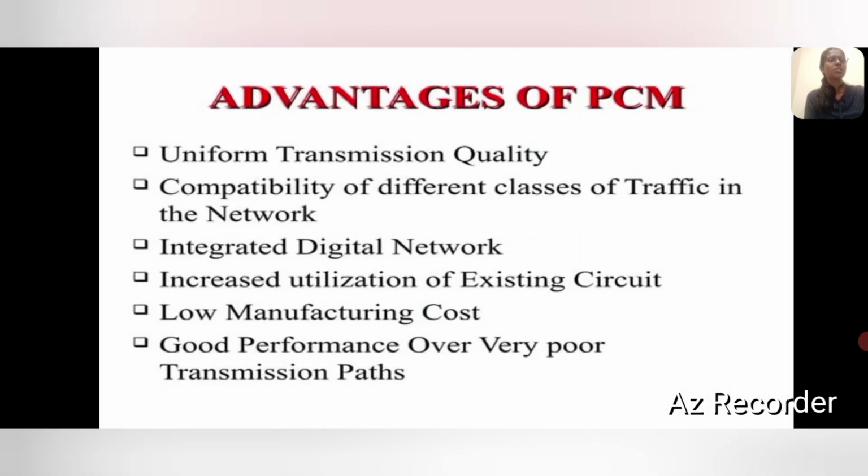Linear quantizing is where the quantizing intervals are of the same size. The advantages of pulse code modulation are that it has uniform transmission quality and is capable of carrying different classes of traffic in the network. It has an integrated digital network, increased utilization of existing circuits, lower manufacturing cost, and good performance over very poor transmission paths.